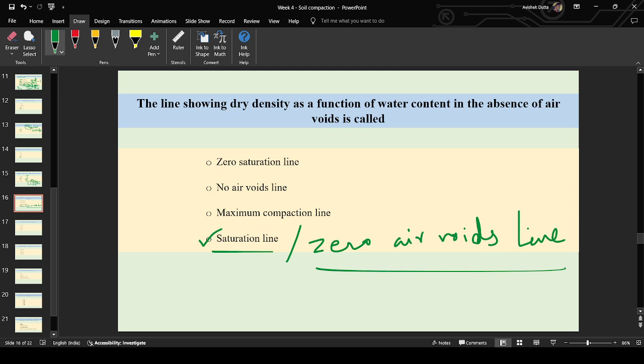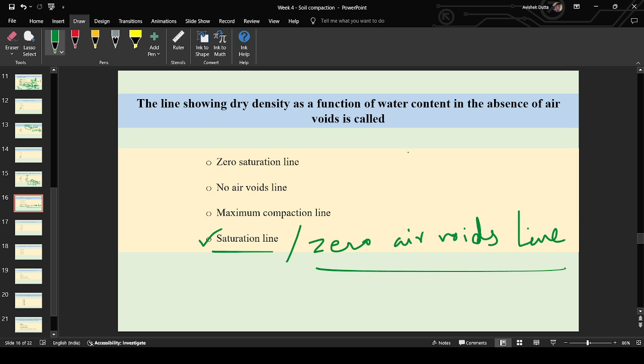See, saturation line is a terminology used in place of zero air voids line. That is the standard term when we say the line showing dry density as a function of water content in the absence of air voids. That means 100% saturation. When we say the soil is saturated, saturated means 100%. If it is less than 100%, then by standard nomenclature the sources should mention that it is partially saturated.